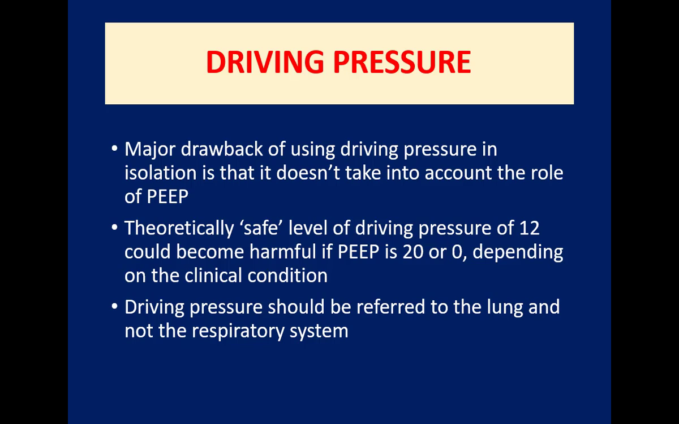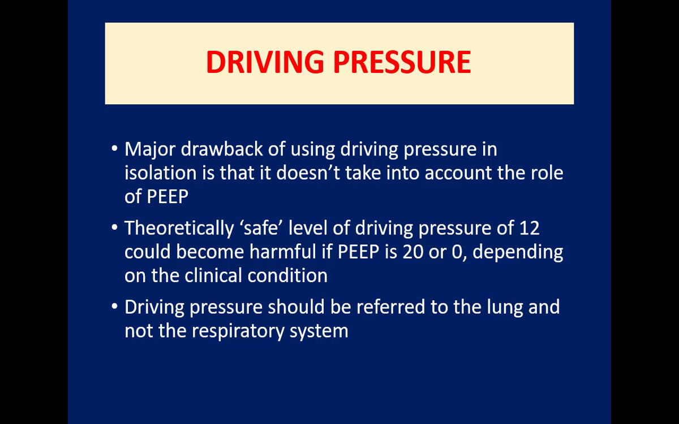So the major drawback of using driving pressure in isolation is that it doesn't take into account the role of PEEP. Theoretically, a safe driving pressure of 12 could become harmful if PEEP is 20 or 0, depending upon the clinical condition. We are just taking the difference between PEEP and plateau pressure. So if we keep PEEP 0, and the driving pressure is 12, we think we have a safe driving pressure, but we all know that in ARDS low PEEP will be harmful. So driving pressure should be referred to the lung and not to the respiratory system.